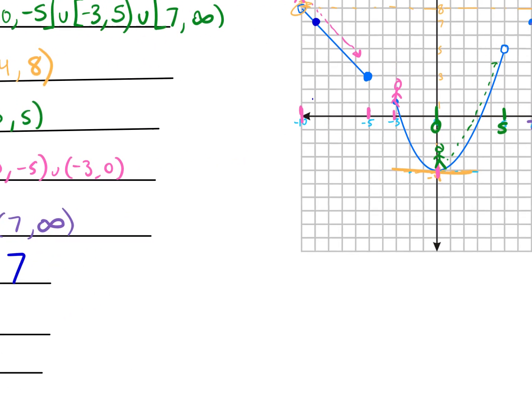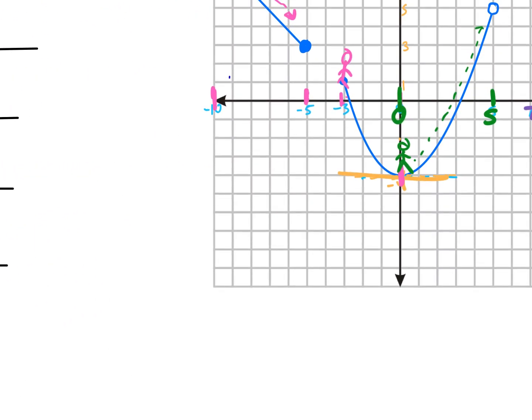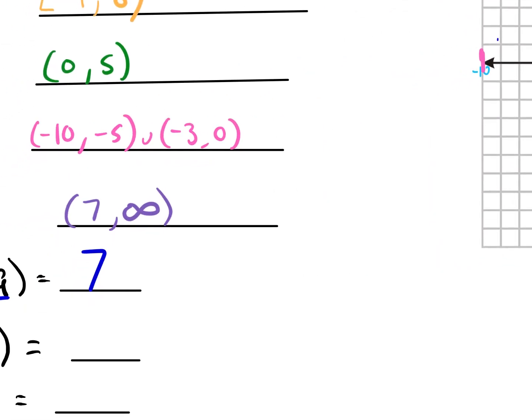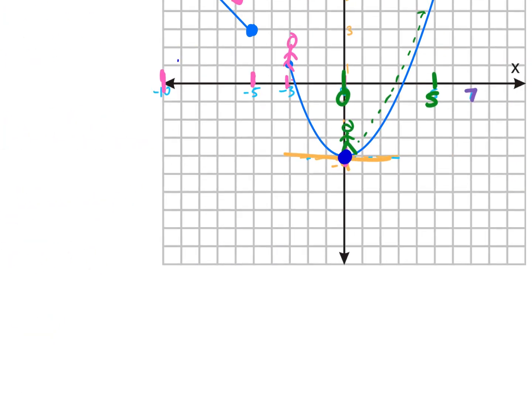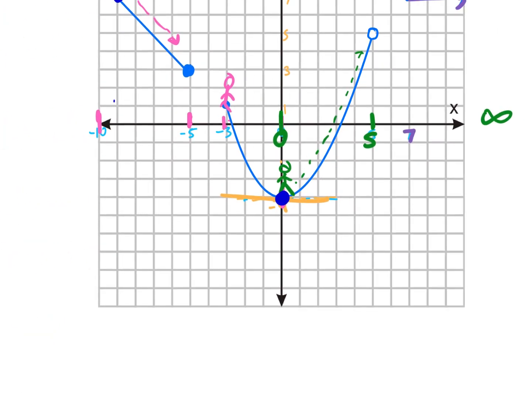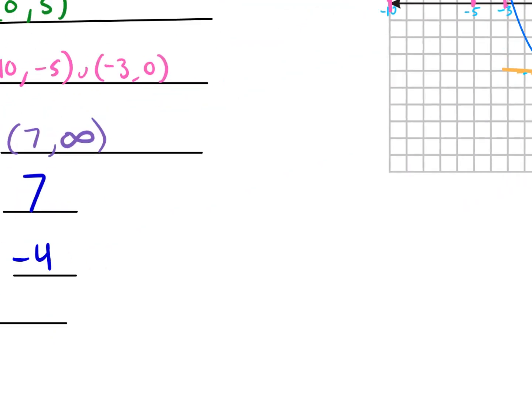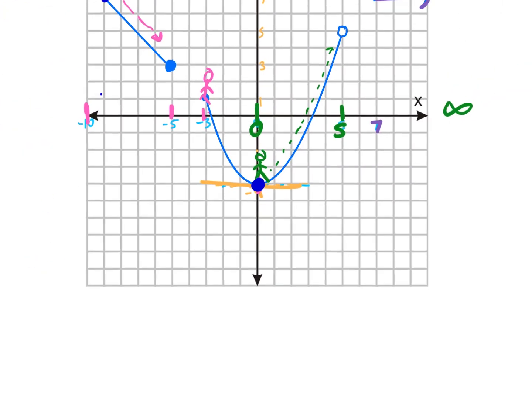Now let's find f of 0. So I go to 0. What's my y value when x is 0? -4. Next, what does it ask for? 4. So we go to 4. What's our y value when x is 4? 2.